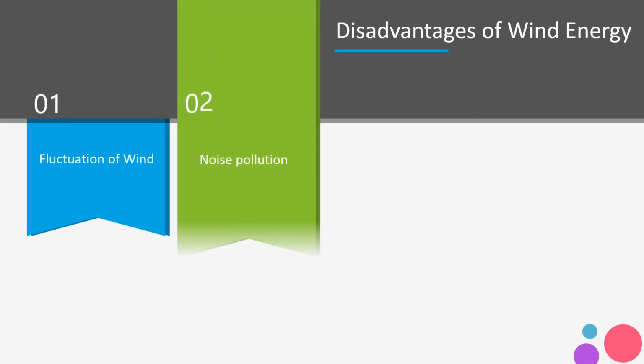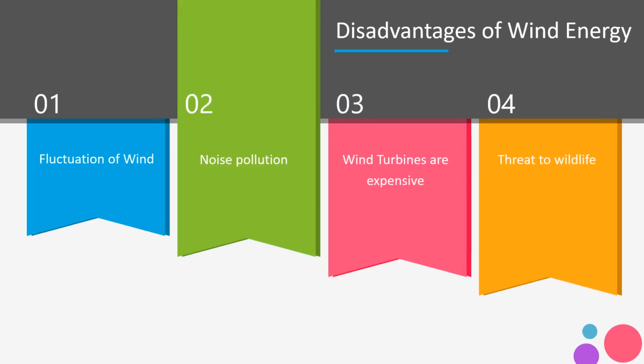Next, let's look at the drawbacks of wind energy. One of the drawbacks of wind energy is the fluctuation of wind. Although wind energy is sustainable and will never run out, the wind isn't always blowing. This can cause serious problems for wind turbine developers, who will often spend significant time and money investigating whether or not a particular site is suitable for the generation of wind power.